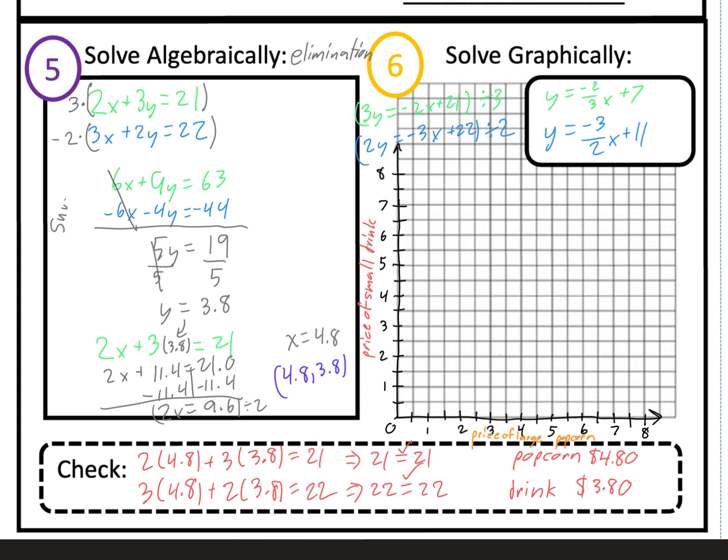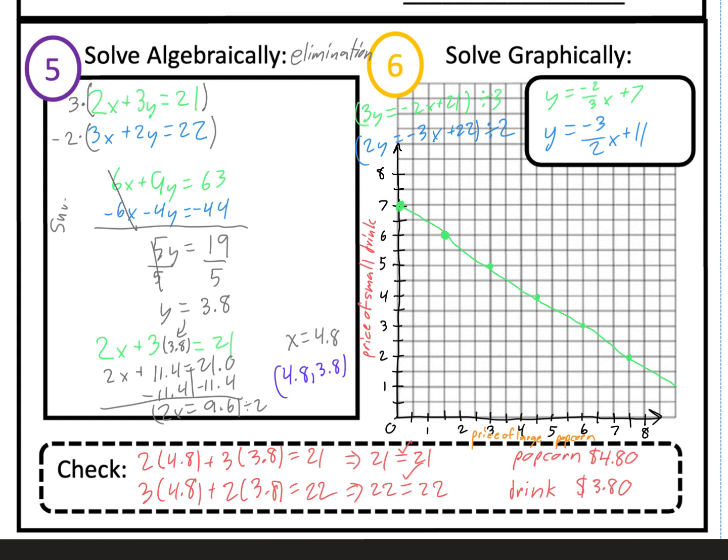According to the first equation, we are going to have a y-intercept of 0, 7, because b is 7. And from there, we're going to move down 2, right 3, according to our slope. And we're going to keep doing that to make our line. Then we can draw a line through the points we have, and that is our graph.